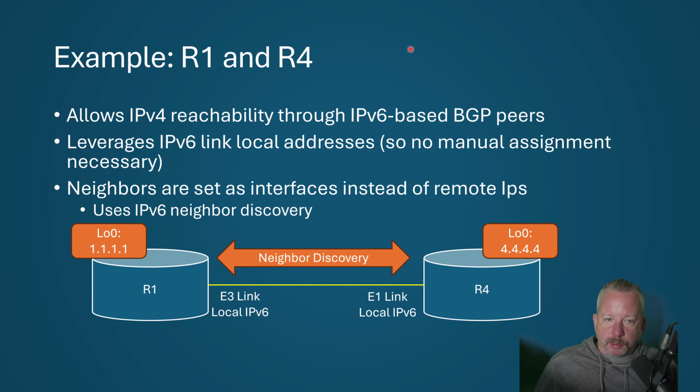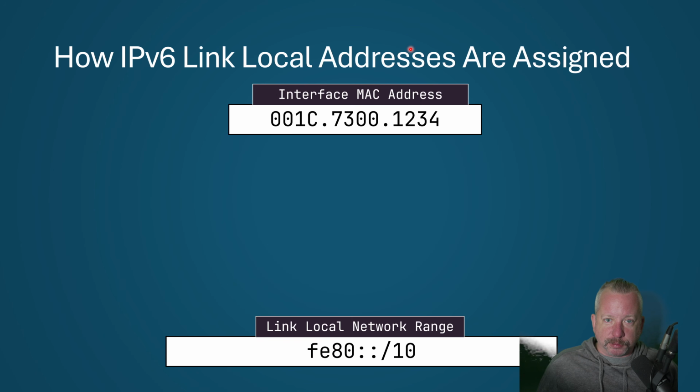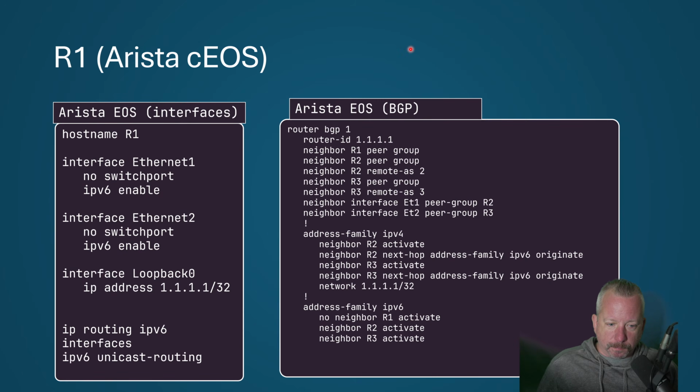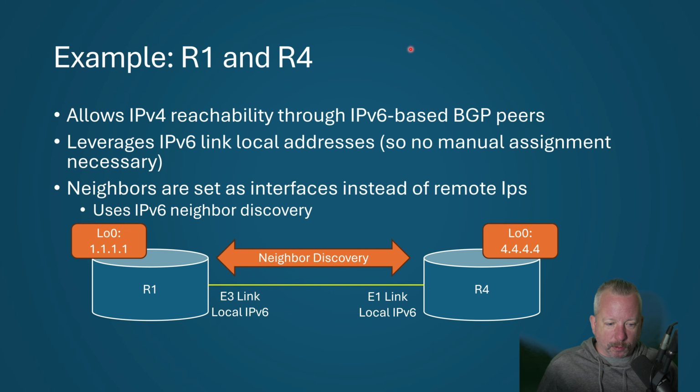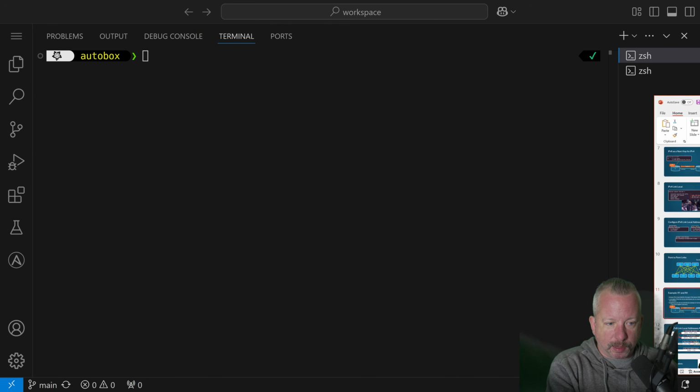So now we're going to do an example. We actually have 2 examples. One is between 2 routers, and the other one is between 3 routers. The first one's going to be our example between R1 and R4. So I've got 2 routers here. They're both containerized EOS. And so let's get in with that.